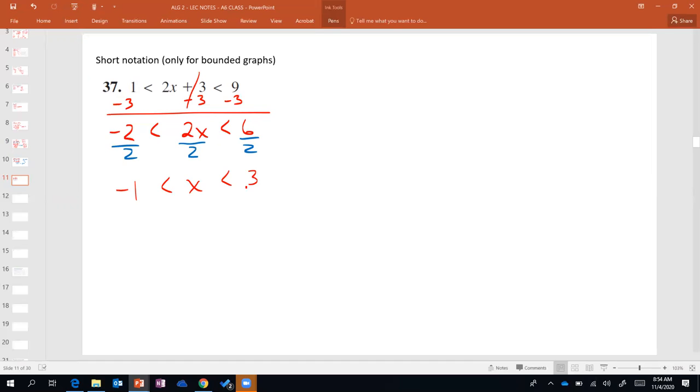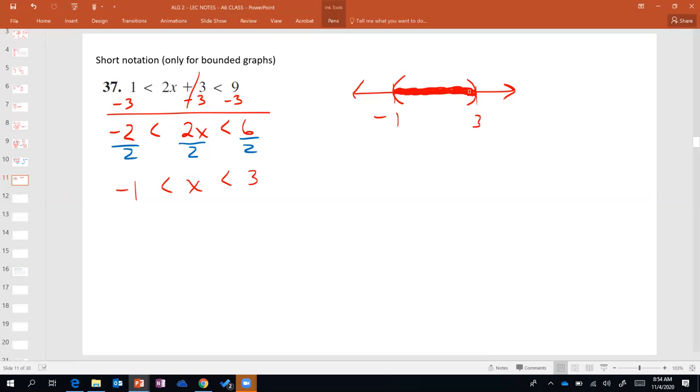Okay, how do we graph these? We've graphed them before already. We start off at negative 1, we go up to 3, and it's bounded, so it's going to be in the middle. Parentheses or brackets? Parentheses. So parentheses starts at negative 1, ends at 3, and everything in between. Boom. Okay, that is short notation right there.